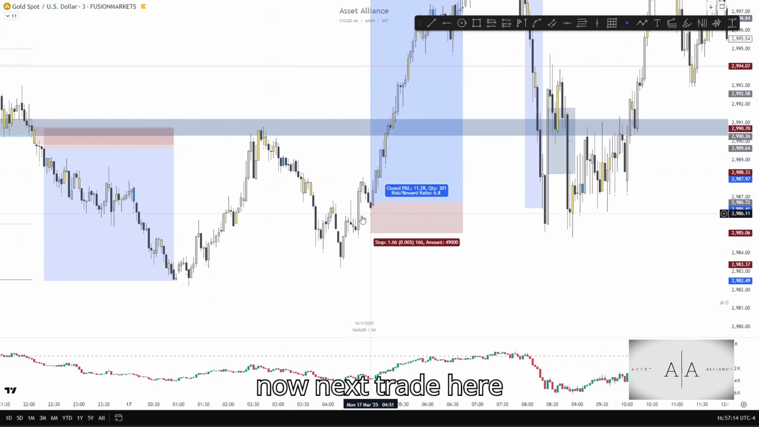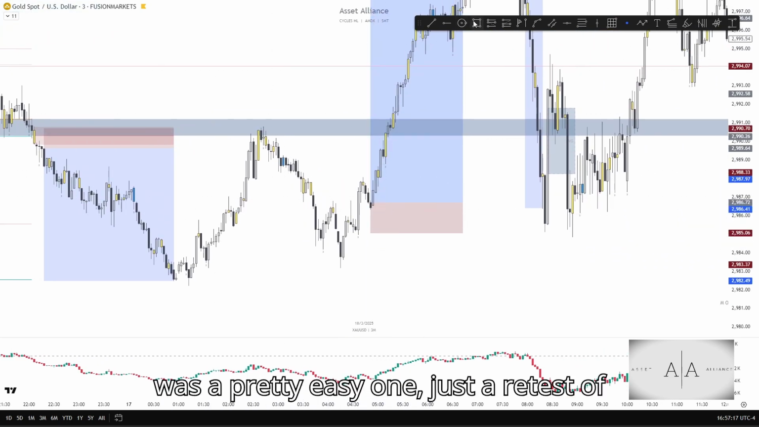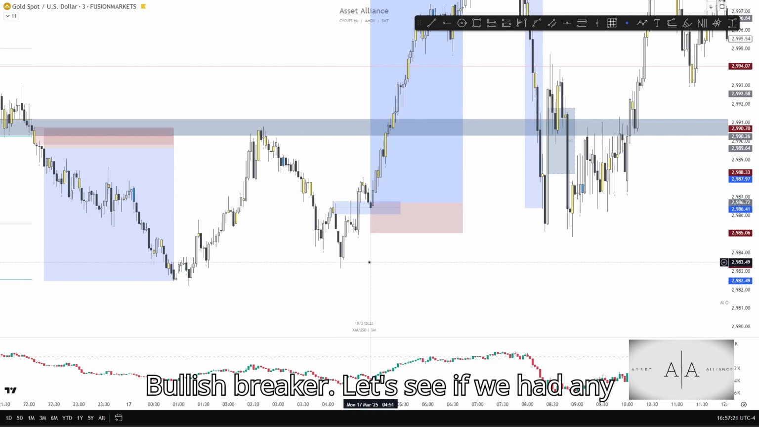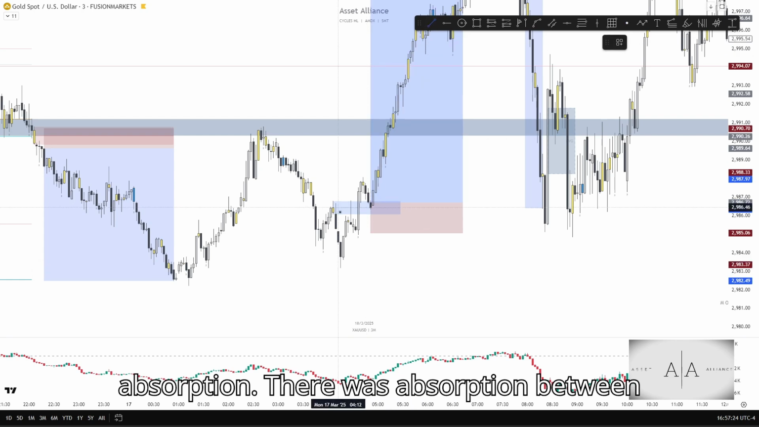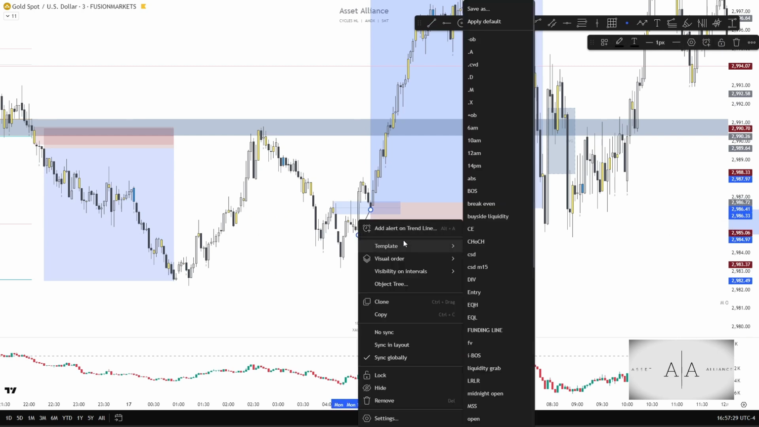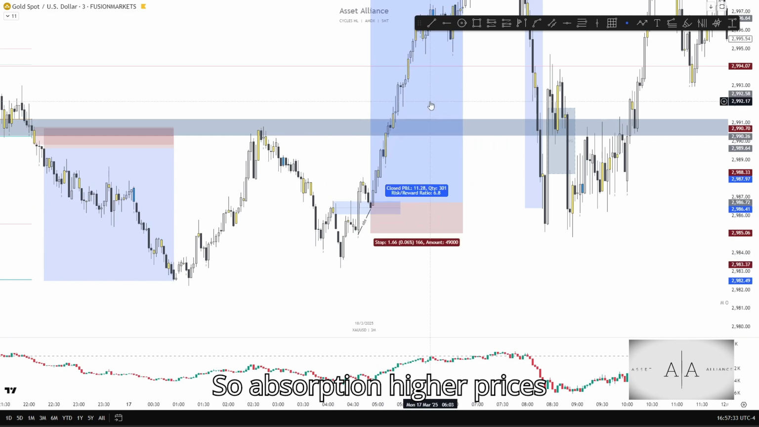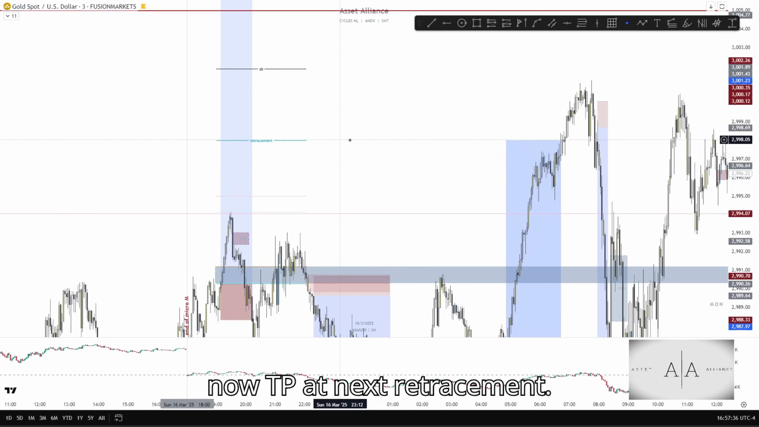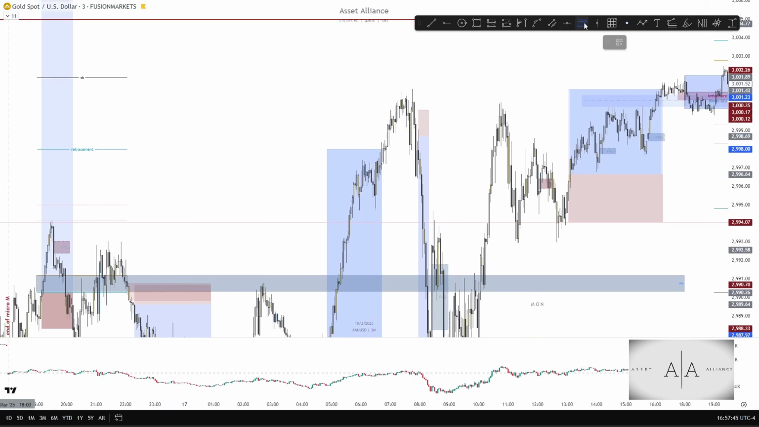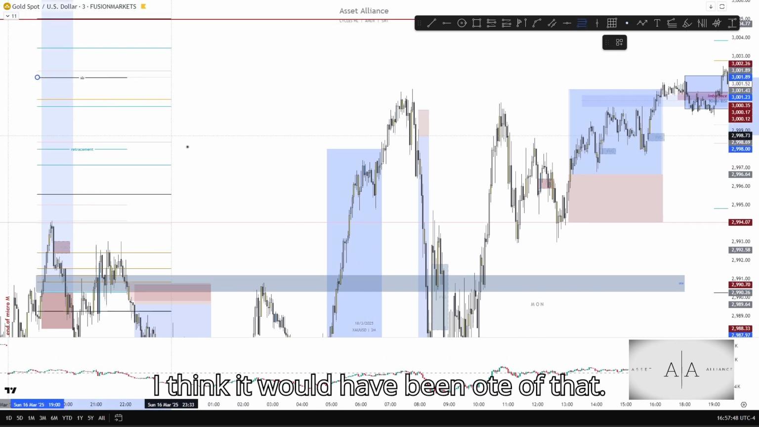Now, next trade here was a pretty easy one, just a retest of the tag again. Bullish breaker. Let's see if we had any absorption. There was absorption between this low and this one. So absorption, higher prices. Now TP at next retracement. Price didn't close at SB on that day. It hovered around here. I think it would have been OTE of that.